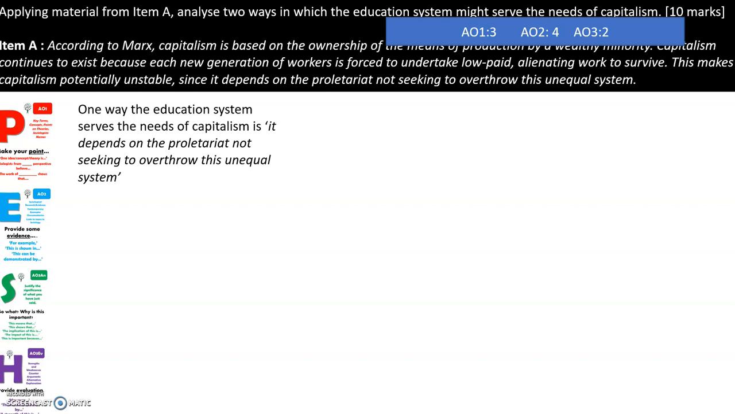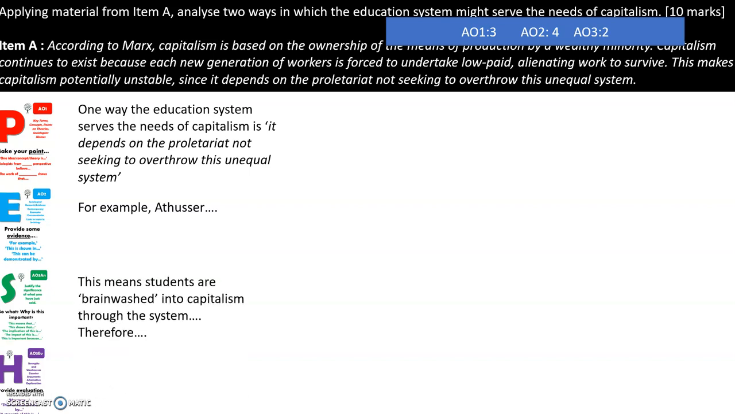I repeat the words of the question to help my point make sense. I then pick out the idea that it depends on the proletariat not seeking to overthrow this unequal system. Then I might go on and talk about the ideological state apparatus and the work by Althusser. I then go on to talk about what that means. So how does it meet the needs of capitalism? Well, if students are brainwashed through the ideological state apparatus to accept capitalism, then therefore it supports capitalism and it makes people continue to buy into that ideological mindset.